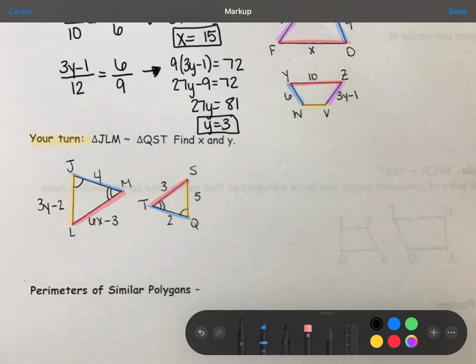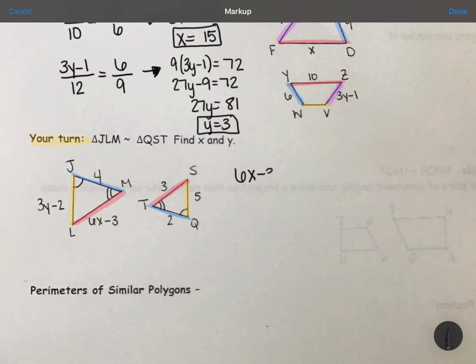I want to find x first, which is a red side. So 6x minus 3 corresponds with the other red side of 3. And now I don't want to use my yellow sides because that gives me a y, so I'm going to use the blue sides. So I've got to start with the first figure, because that's where I started with on the first ratio. So blue 4 over blue 2.